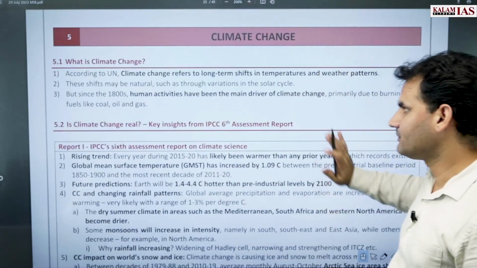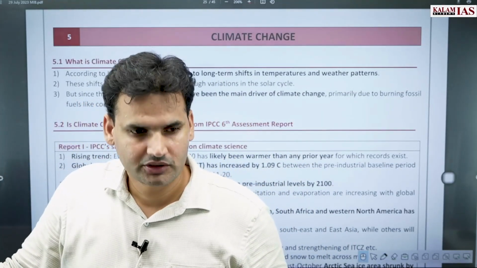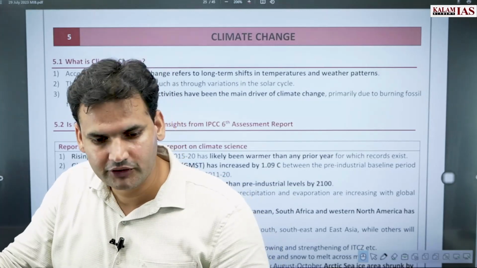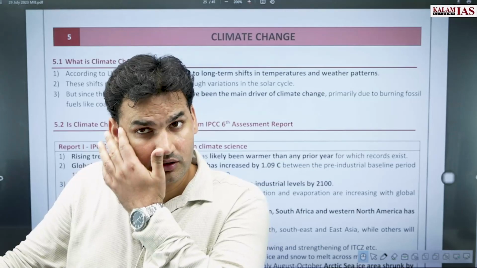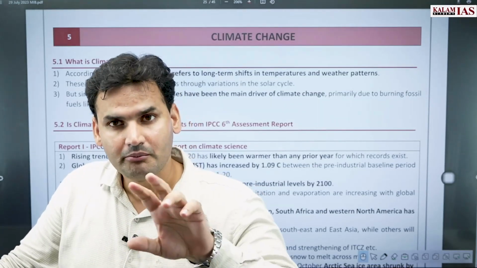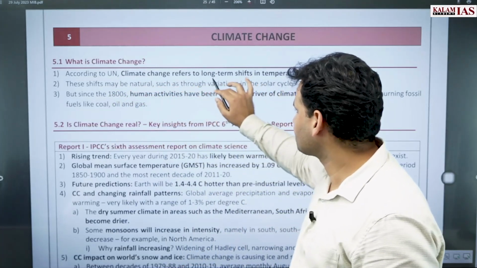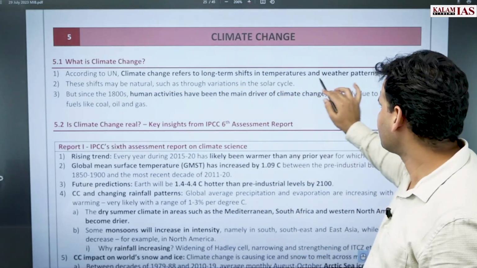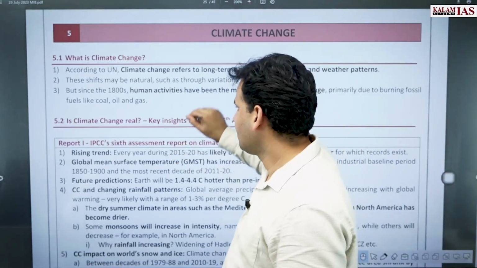Then what we have is climate change. Now climate change everyone knows, but can you define climate change in one line? Because it's the demand of UPSC. Specifically, it has mentioned that we need to write or give answers in a very succinct, meaningful manner. So according to the UN, climate change refers to long-term shifts in temperatures and weather patterns. Simple, that's it. Done, right?